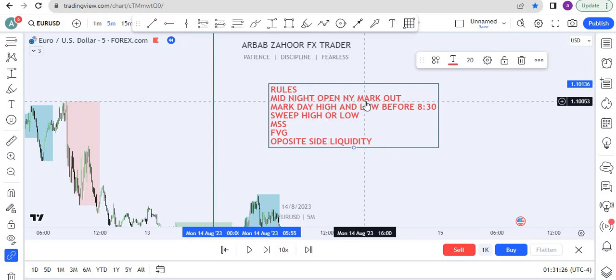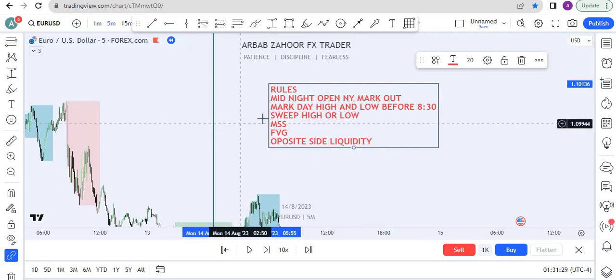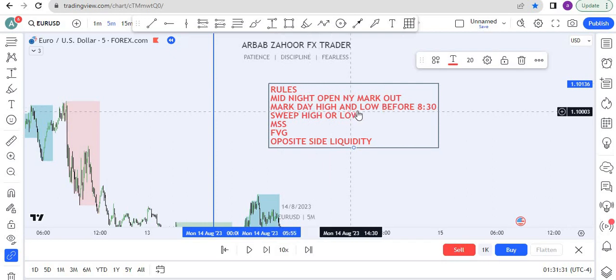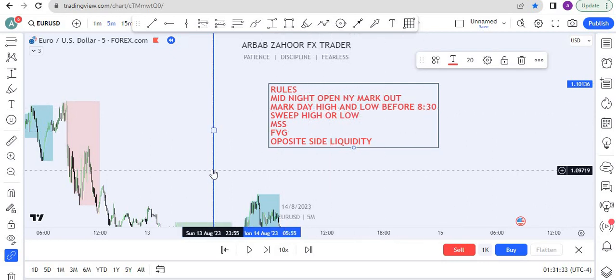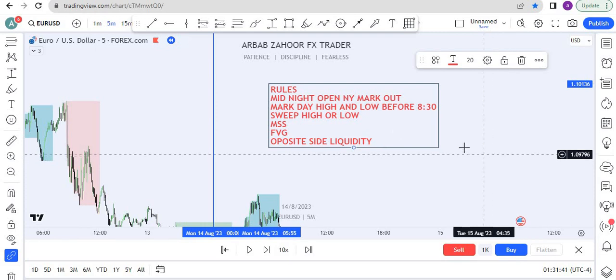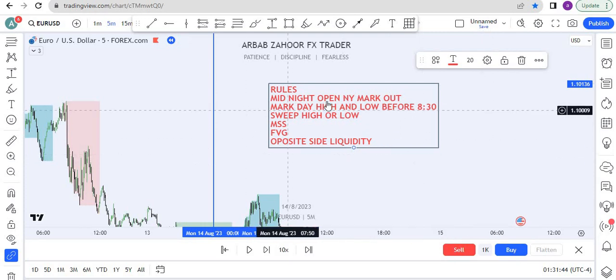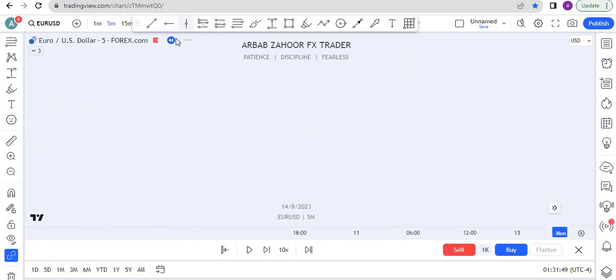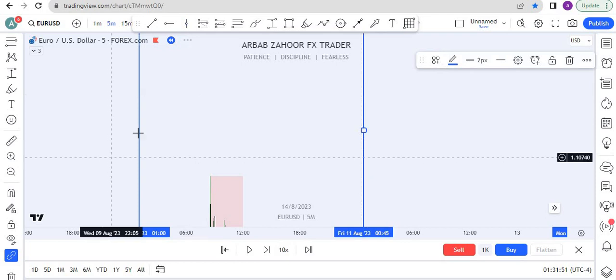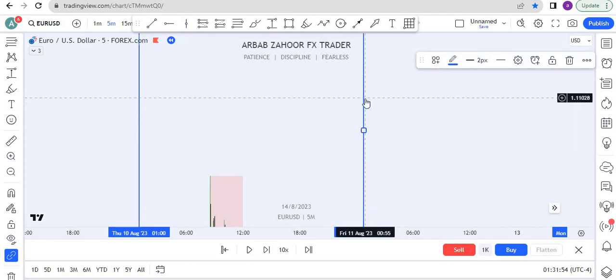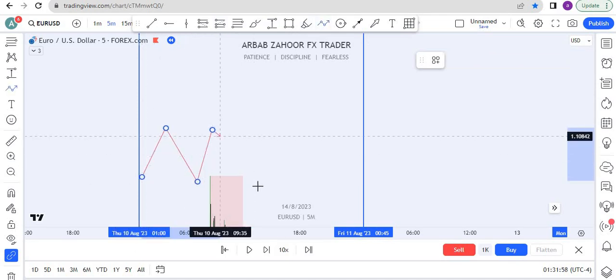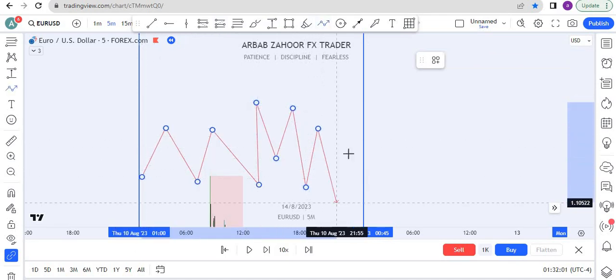Mark the midnight open of New York with a simple line, and then mark the day high and low before 8:30. This means from the New York midnight open, at 24, to 8:29 in the morning New York time, we have to mark the high and low of the market. Like I will explain here, simple. For example, this is the 8:30 line, and this is the 8:29, not 8:30. Between these prices, whatever price does, we don't care, we will wait until our time.